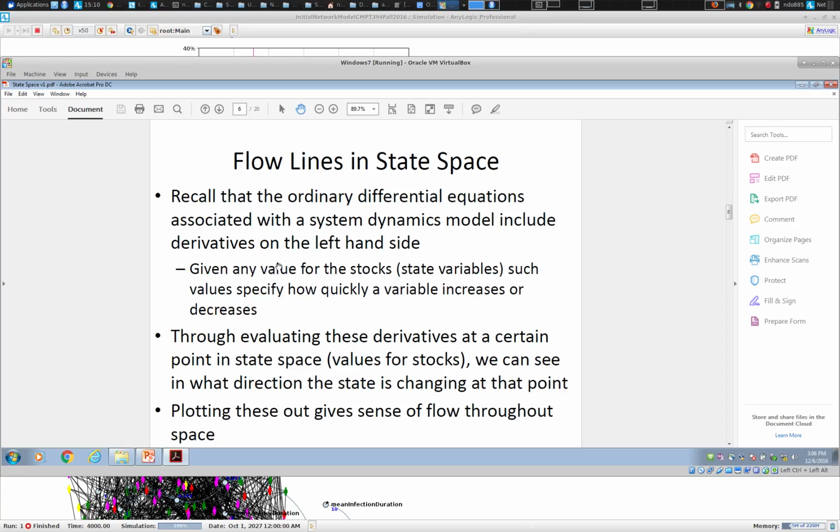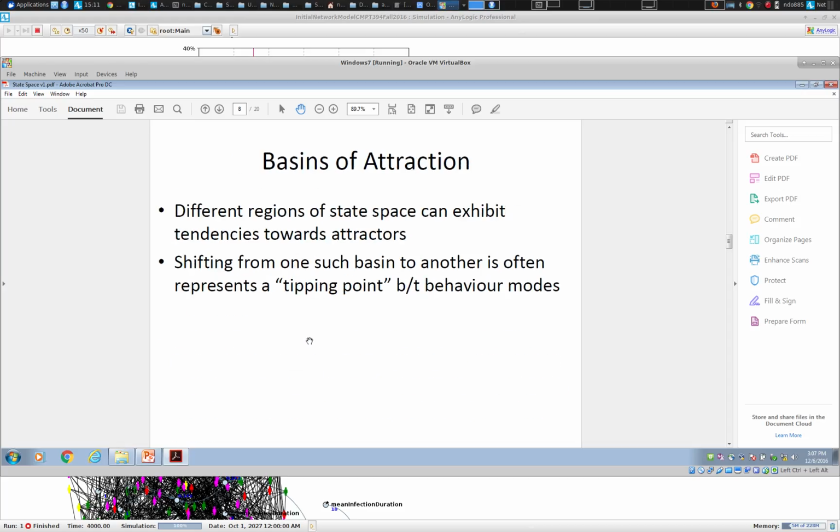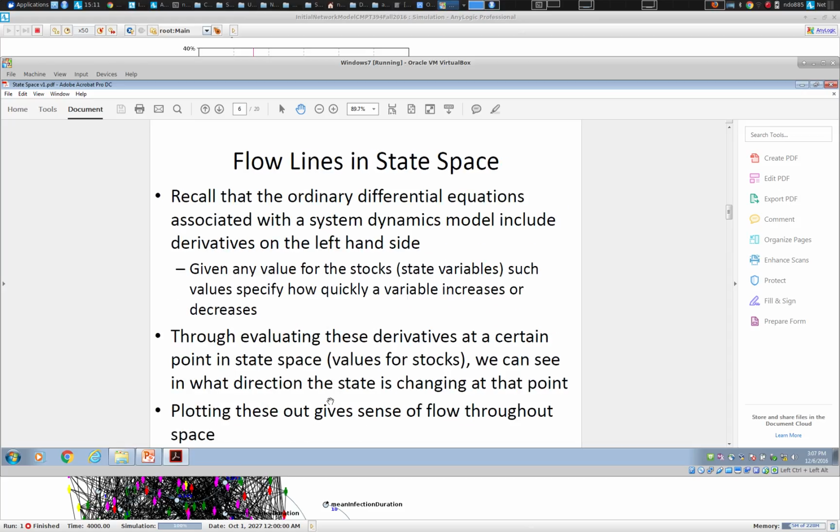Okay. So the flow lines here can be calculated from those derivatives, and they give a sense of how things are changing. Okay. They give a sense of flow throughout the system. Okay. Great.